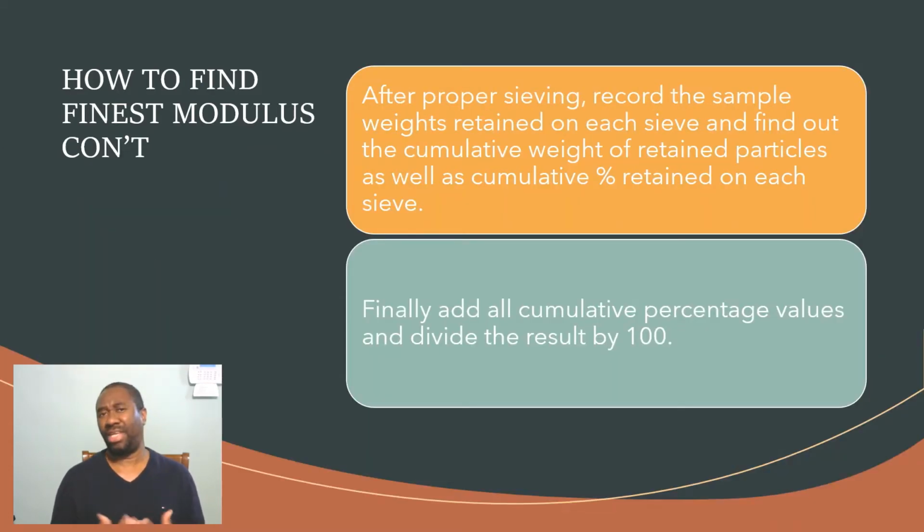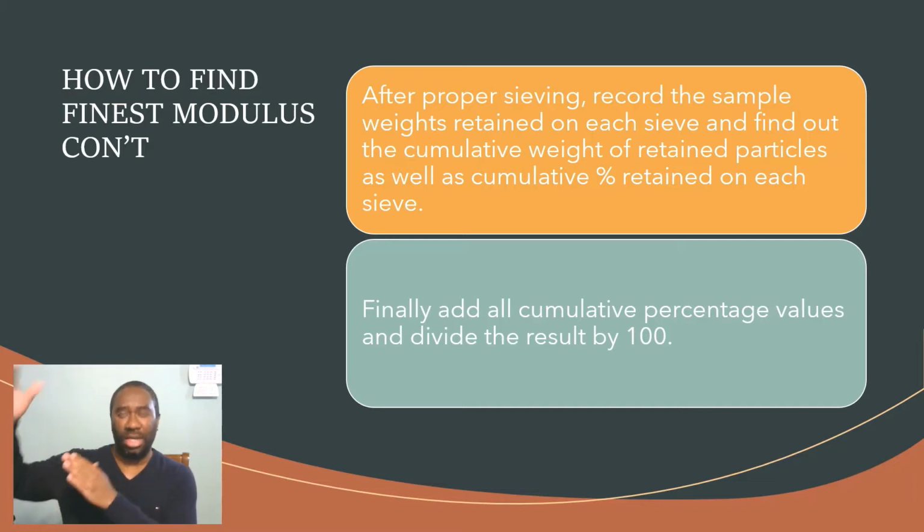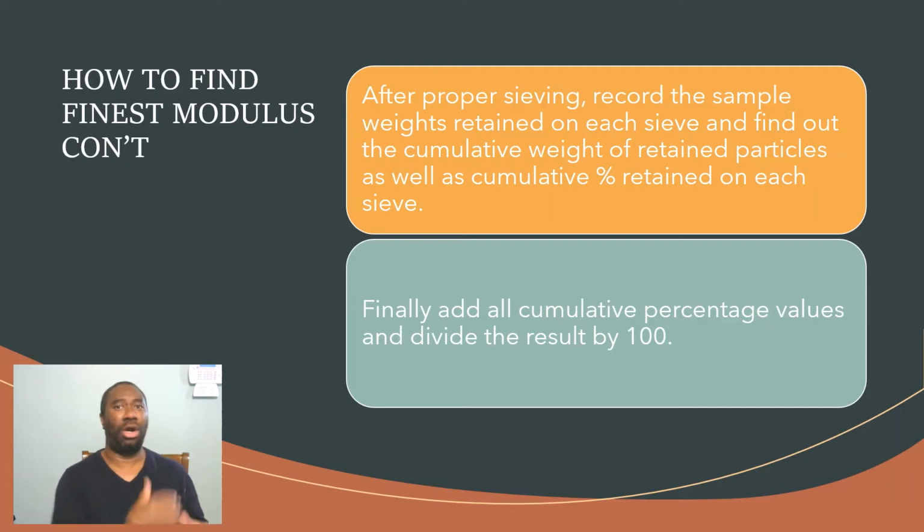Now, after proper sieving is done, you are going to record the sample weights retained on each sieve and find out the cumulative weights of retained particles as well as the cumulative percentage retained on each sieve. So you're going to record the weights of each retained aggregate in the respective sieve on a separate table. I'm going to show you a practical demonstration of this calculation in a video to come.